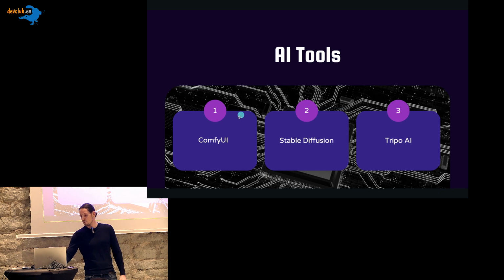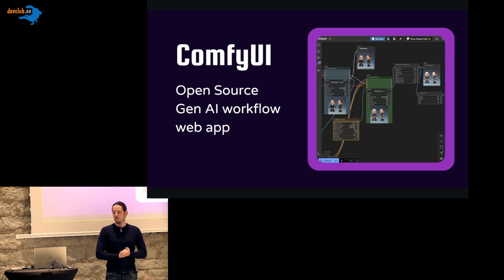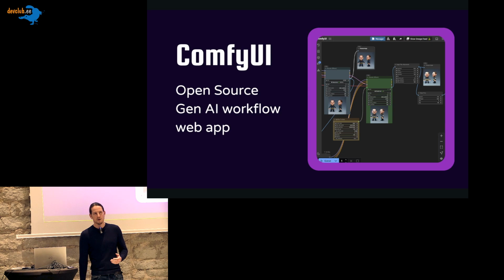But about the AI tools, I use ComfyUI, Stable Diffusion, and Tripo AI. So ComfyUI, what is that? It's an open source workflow app that you launch locally on your server or on your PC if you have an NVIDIA card, or maybe even on a Mac, I guess. It has a bunch of nodes. Each node has an input and an output. You connect them one to another, and each node does something to your image. It either uses generative AI, or it can crop it or whatever. I'll talk about it a bit later, because the biggest part of the presentation is about ComfyUI.